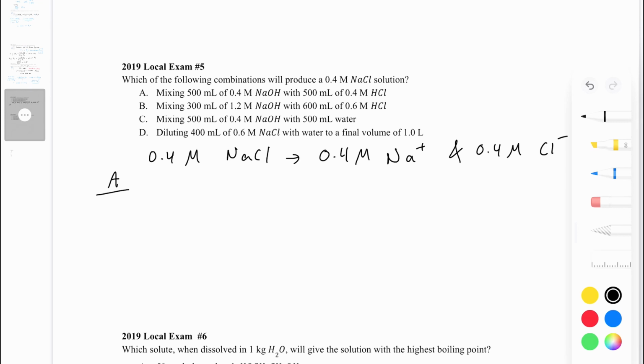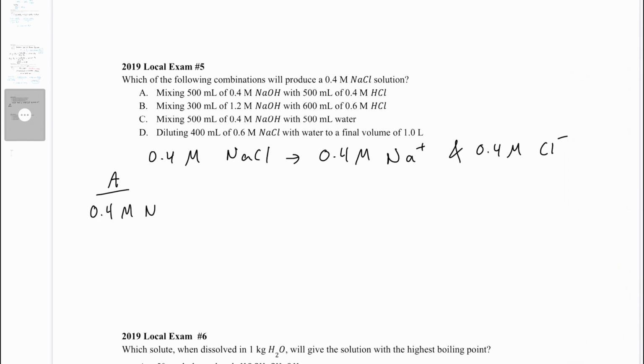So for A, you're starting out with 500 milliliters of a 0.4 molar NaOH solution. So what that means is that you're starting out with a 0.4 molar Na plus concentration, but since you're adding another 500 milliliters of water, that concentration is going to get halved. So you actually end up with a 0.2 molar Na plus concentration in your solution. So A cannot be the right answer. Let's look at B.